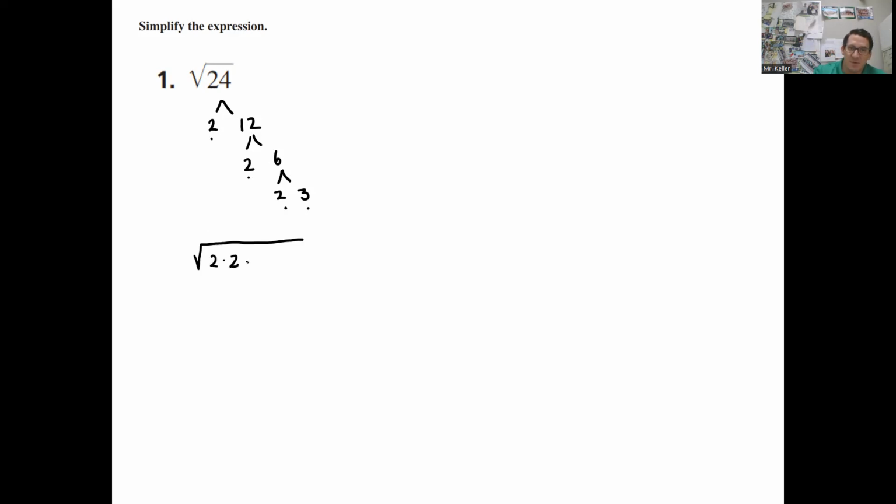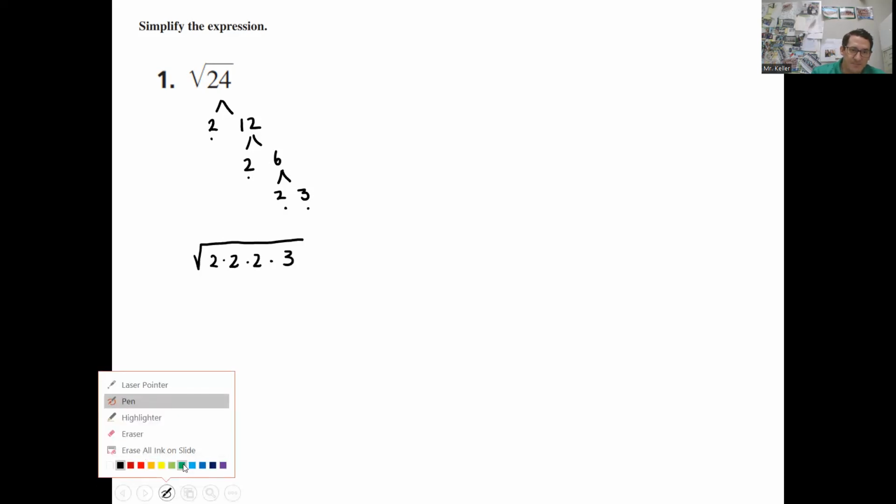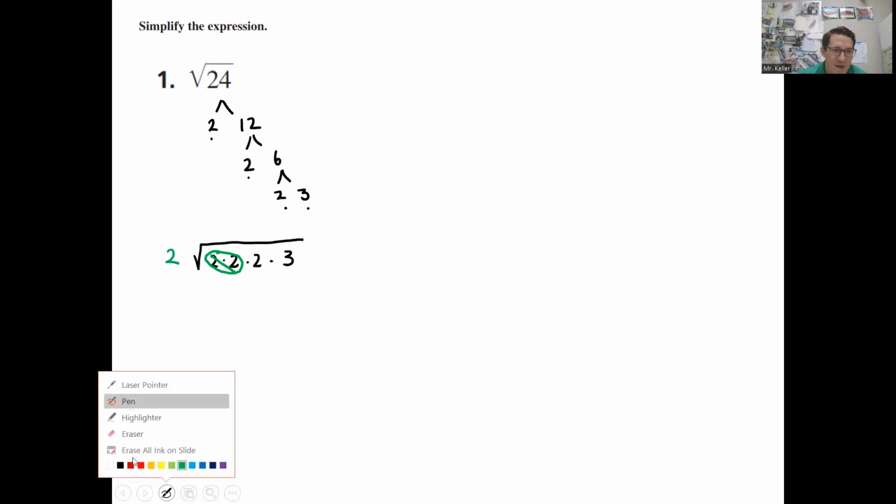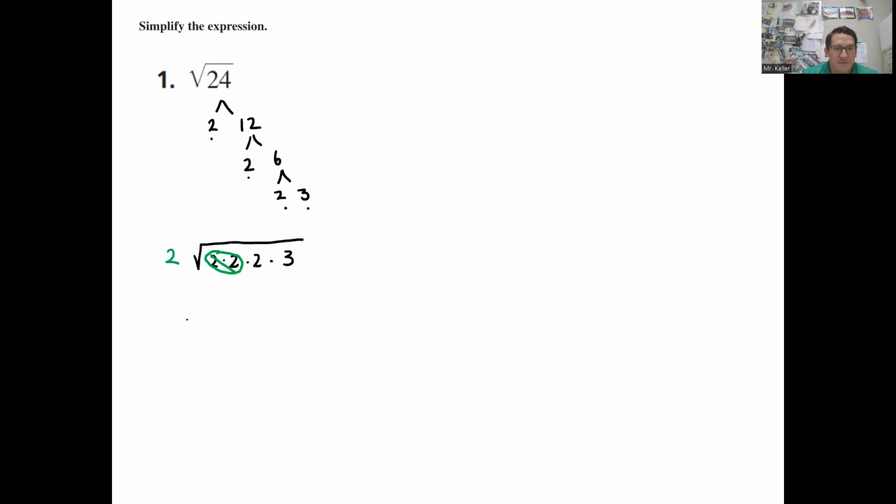So 2 times 2 times 2 times 3. Look for buddies. I have a pair of 2s, and only pairs. This 2 doesn't have a pair, so it's going to stay in there. 2 on the outside. No more pairs. I have a 2 and a 3. Those don't match, so I'm just going to simplify from here. So I have a 2 on the outside, 2 times 3 is 6 on the inside. And that's it.